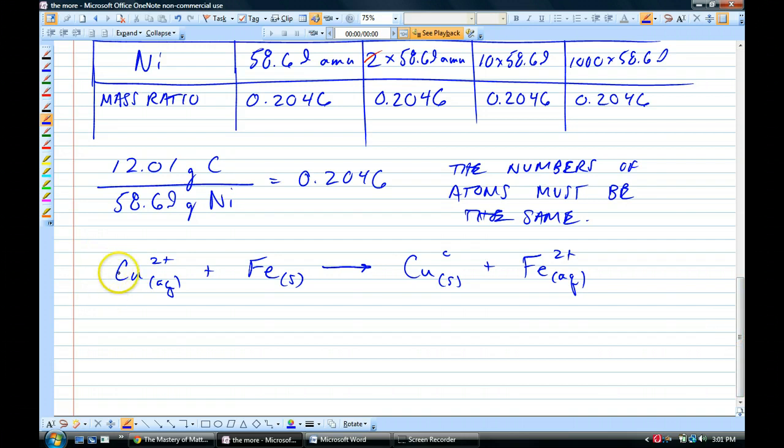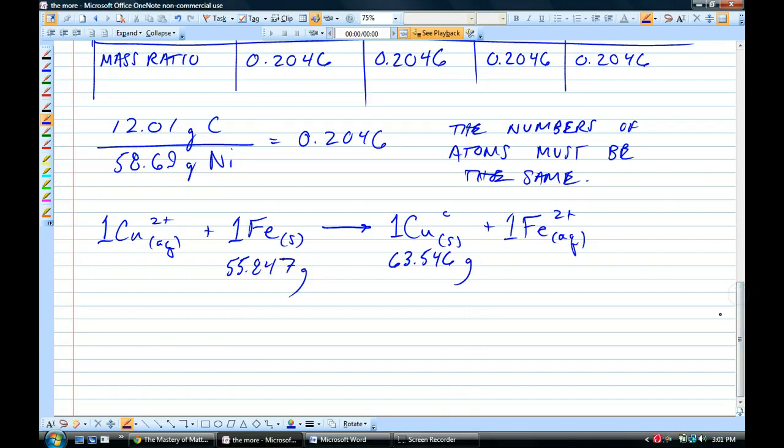Well, what this equation means is really 1 atom of copper plus 1 atom of this produces 1 atom of this and 1 atom of this. All right? Well, what about masses? Let's say I want to make a certain mass of copper. Maybe I want to make 63.546 grams of copper. All right? That's actually the atomic mass of copper with a little g slapped on the end of it. Well, how much iron would I need to make that? I would need 55.847, and that's the atomic mass of iron. All right, see how that works? And how much copper 2 plus would I need? Well, I need 63.546 grams of that.